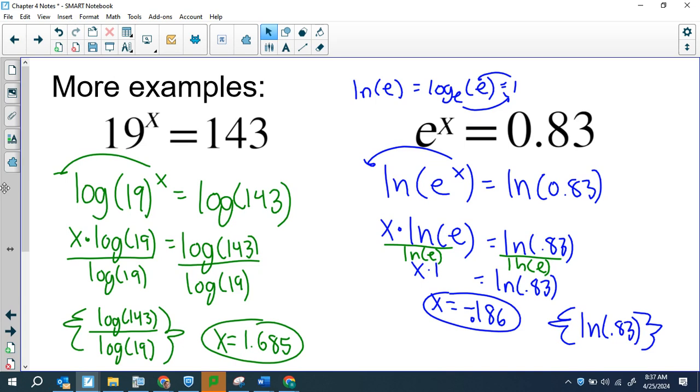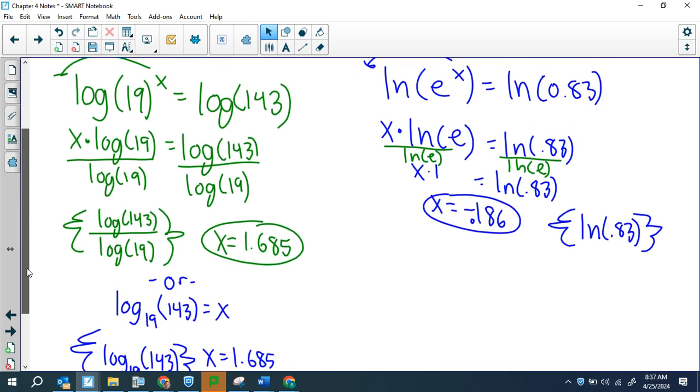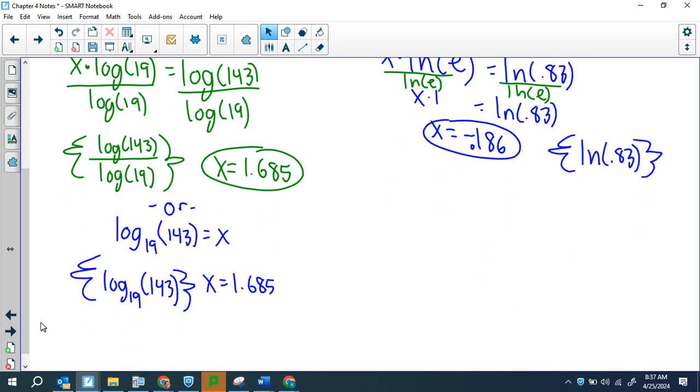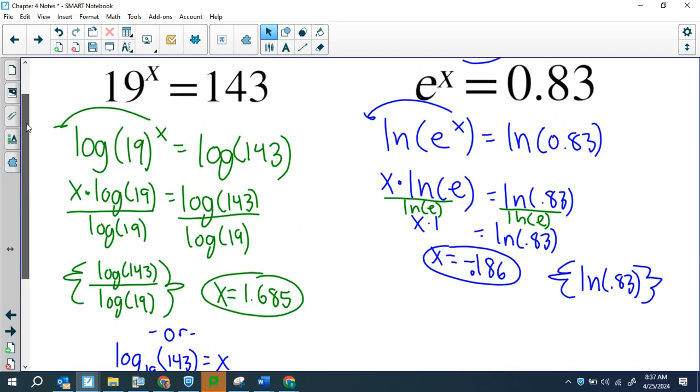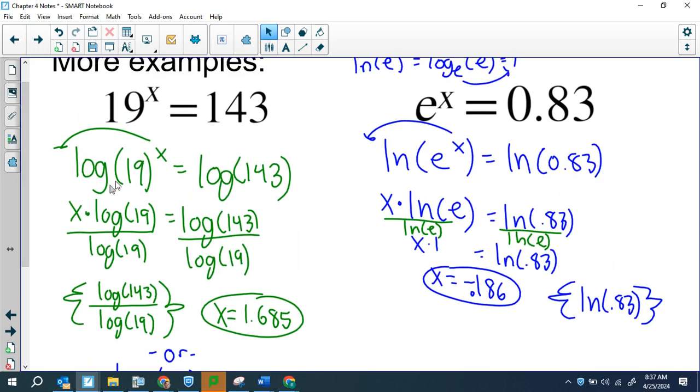Again, we talked about how you can take the natural log of both sides, the log base 10, or you can also convert it into a log with a base of 19. If you are taking the log of both sides, that x can move in front then, and then you're solving with division, because this becomes a multiplication problem.